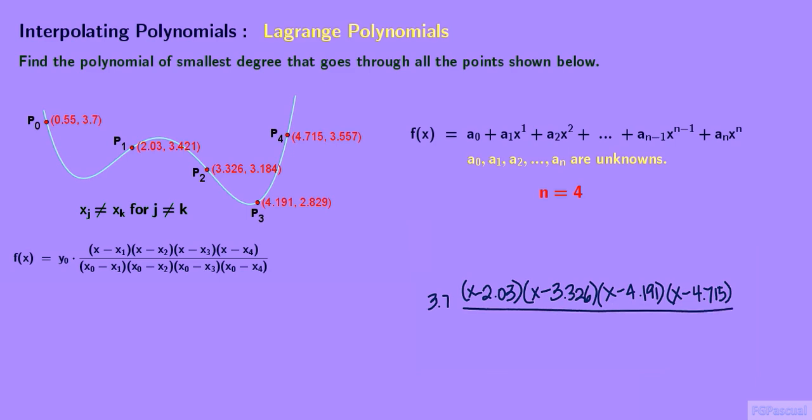Each factor in the denominator starts out with x sub 0. The first factor in the denominator is x sub 0 minus x sub 1, or 0.55 minus 2.03. The second factor is x sub 0 minus x sub 2, or 0.55 minus 3.326. Next is 0.55 minus x sub 3, or 0.55 minus 4.191. And last we have 0.55 minus 4.715.